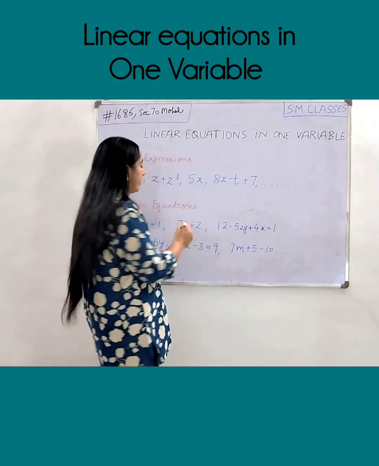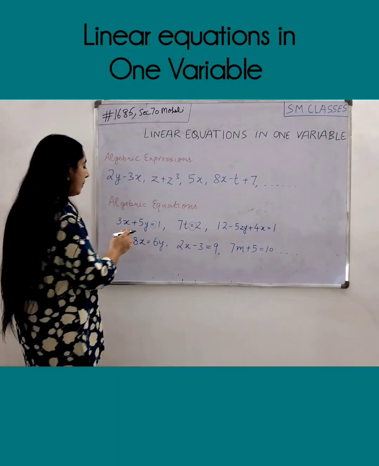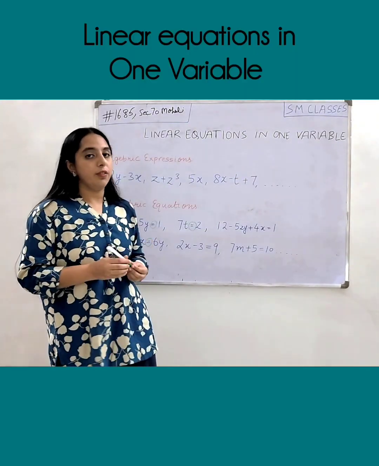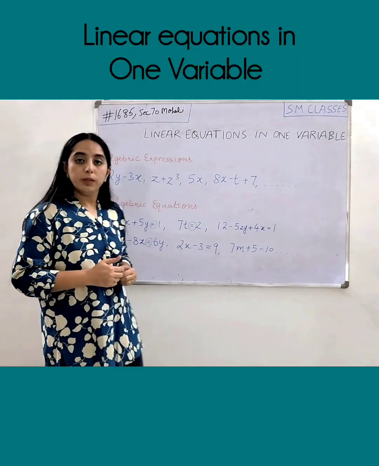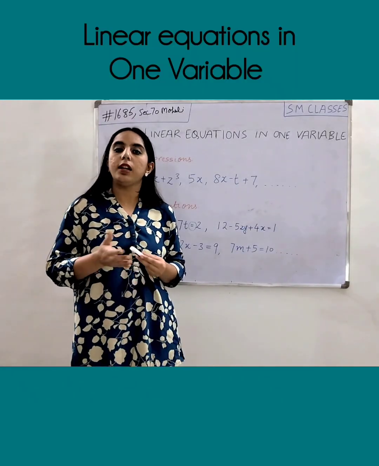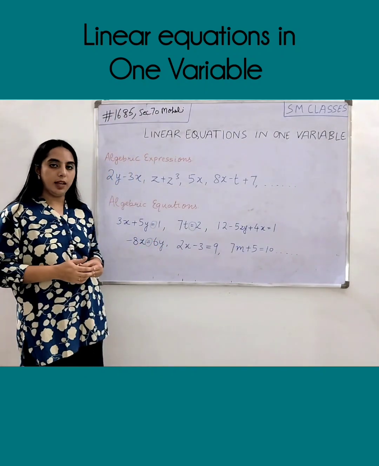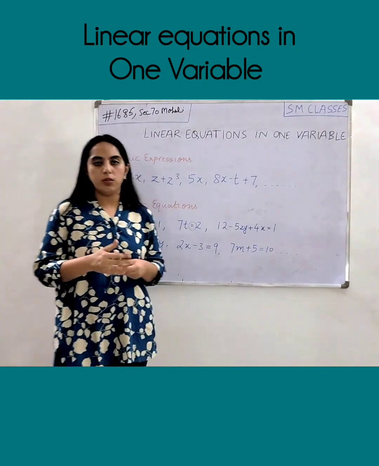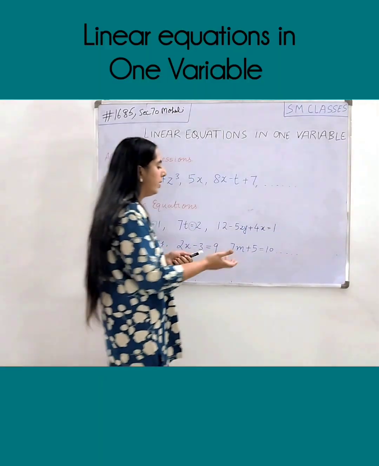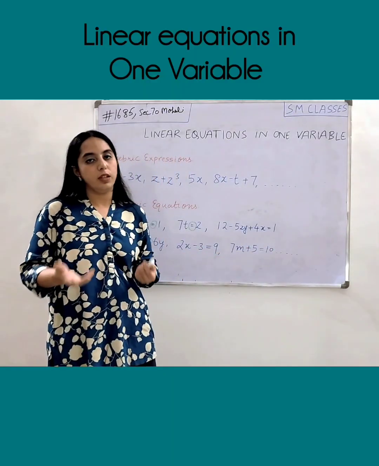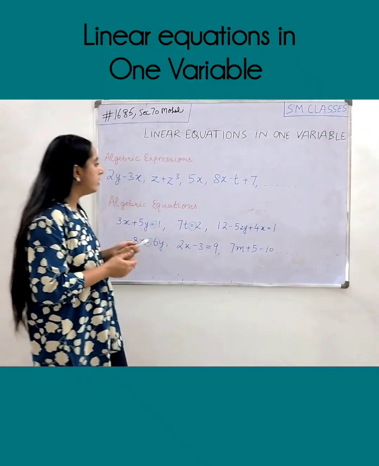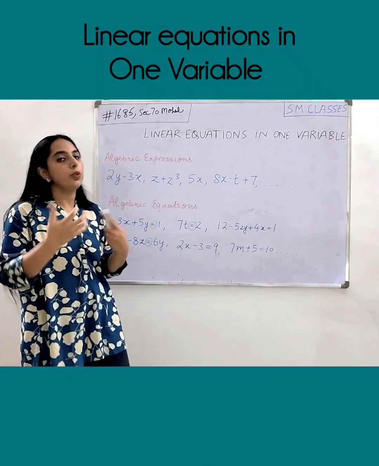7t is equal to 2. It is an equation. Also, minus 8x is equal to 6y. That's also an equation, because even if there is no constant on the right hand side of the equation, it doesn't mean that it cannot be an algebraic equation. It involves an equality sign, it involves variables and constants, so we can definitely say that it is an algebraic equation. Same way, 7m plus 5 is equal to 10. If we note here, we have expressions and equations in the form of one or more than one variable.